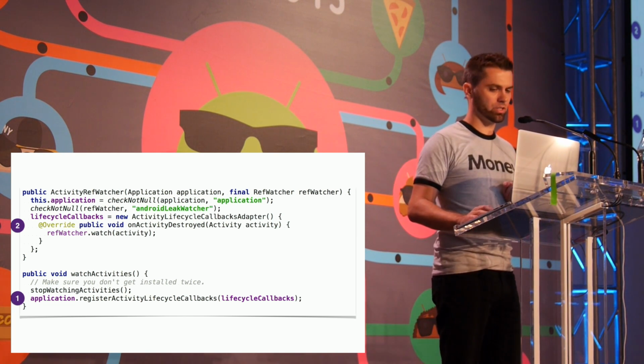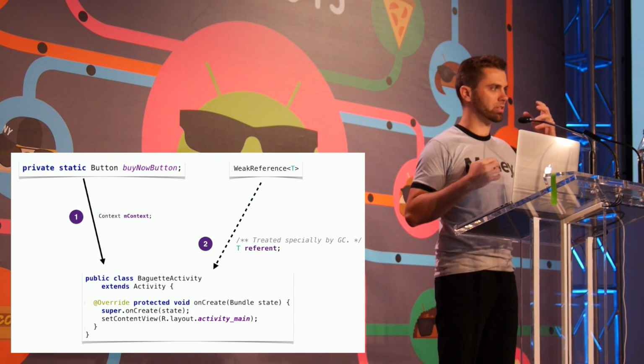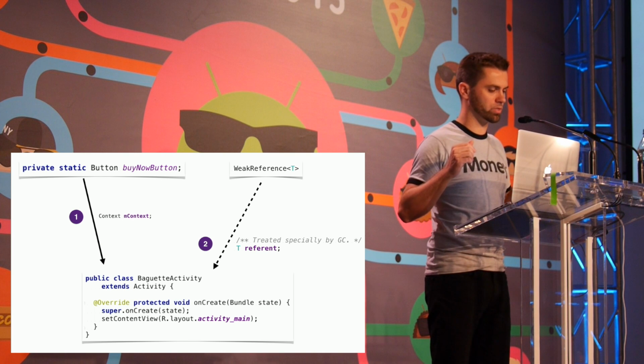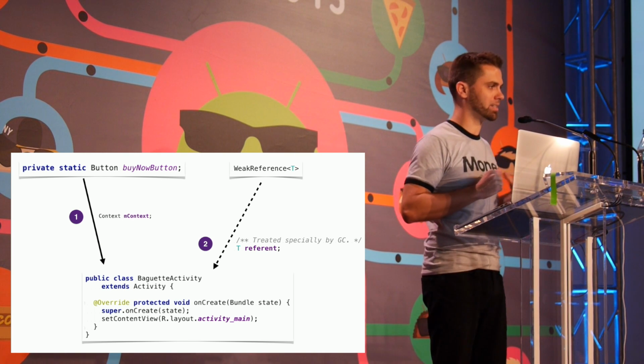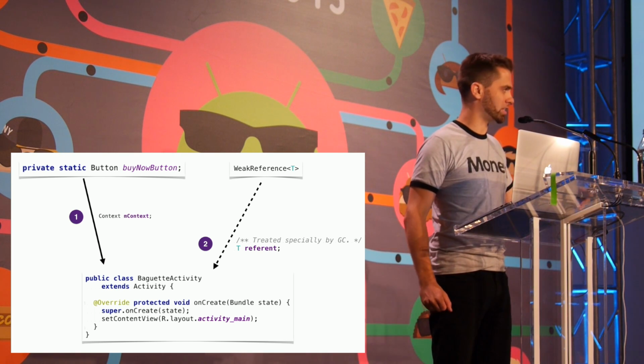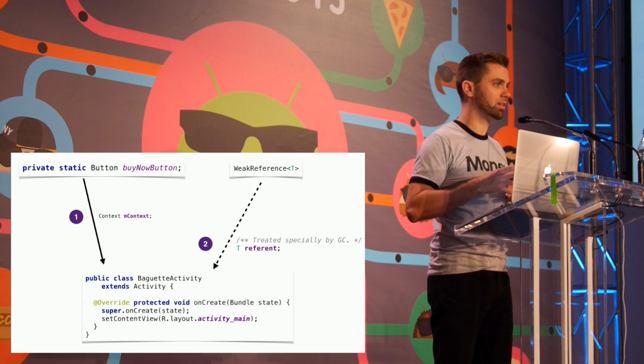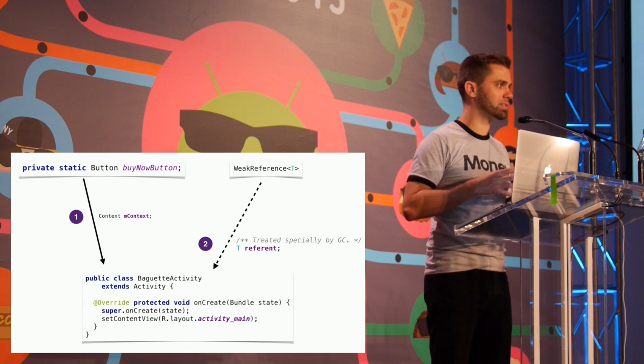Let's take an aside and talk about weak references for a while. So I mentioned how we have a static field that holds a reference to our baguette activity, right? And that's done by the button. The button has an mContext field that's the context, and that's keeping the reference to the activity.